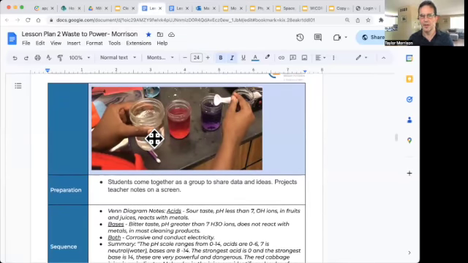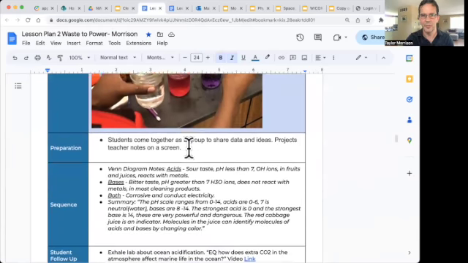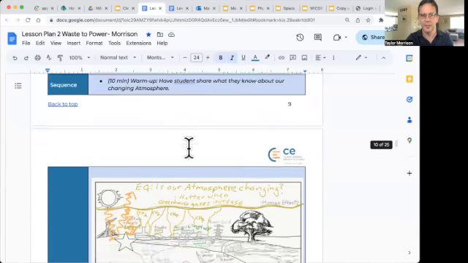And then here, one of my students is mixing baking soda and vinegar. If you haven't done it before, based on how acidic or basic the material is, it turns the cabbage juice different colors. So that's a pretty fun, exciting thing to do.